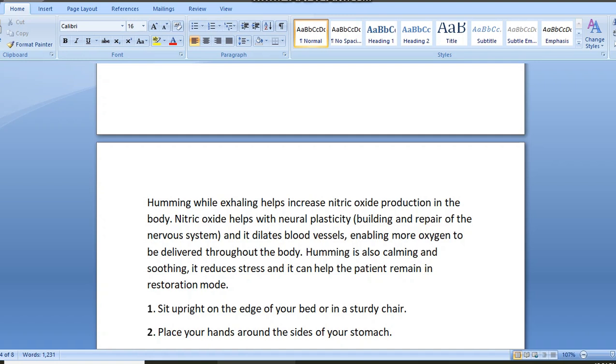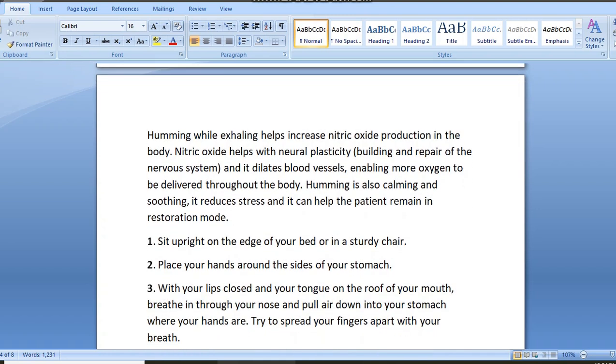It dilates blood vessels, enabling more oxygen to be delivered throughout the body. Humming is also calming and soothing. It reduces stress and it can help the patient remain in restoration mode.